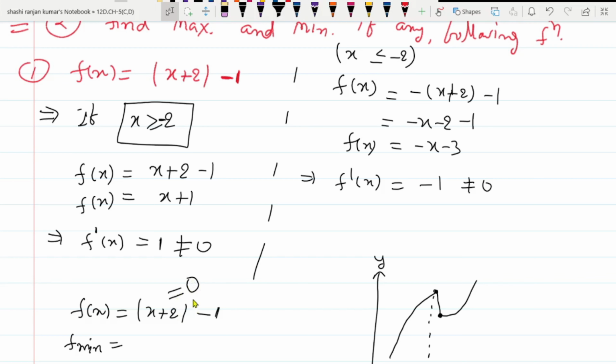Sorry, it is not less than 0. So what is the minimum value of that? The minimum value of that is 0. And what is the maximum subtracting part? Because the subtracting part is 1, it is a fixed number. It is a constant number.